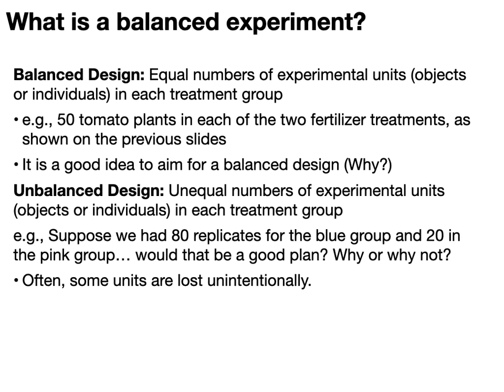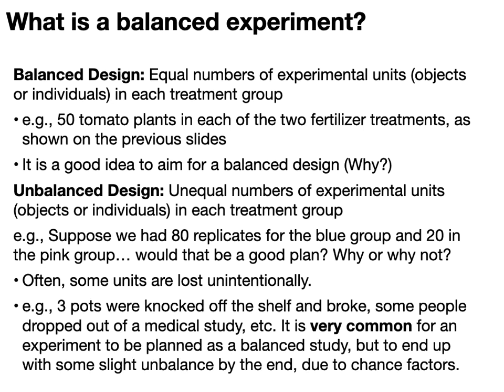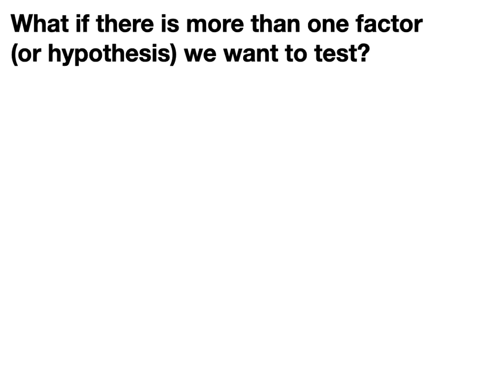One thing to keep in mind is that very often experiments start out being balanced and then some units are lost unintentionally. For example, we might be running an experiment in the greenhouse and a few of our plants are knocked down or just die. A few of the plants die and end up being dropped out of the study. It's very common to start perfectly balanced and end up with some slight imbalance just due to chance factors.